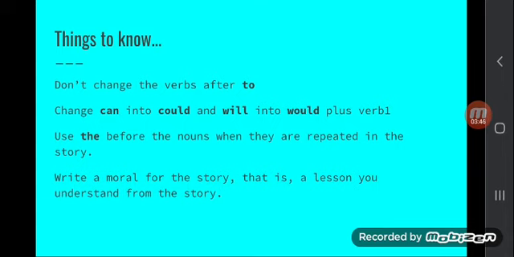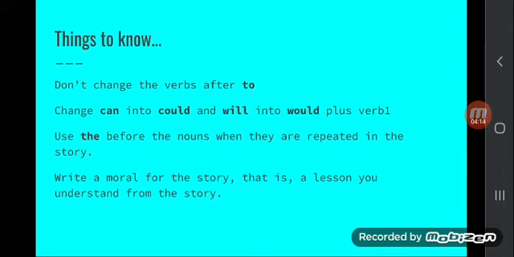Similarly, you have to change can into could, shall into should, will into would, have to into had to, must into had to. Okay, keep this thing in mind. You have to change can into could, will into would. Don't change the verbs after could, after would. When you change can into could, when you change will into would, don't change the verbs after them.